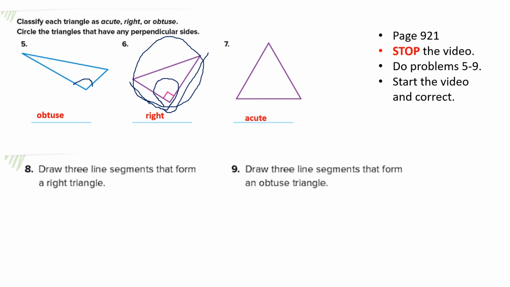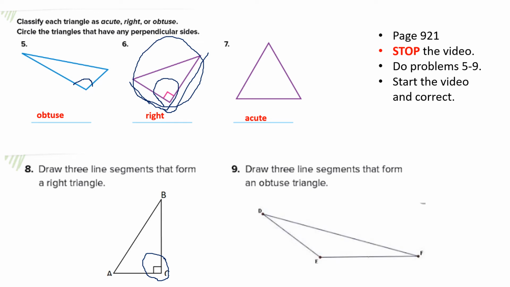For number 8, you're to draw 3 line segments that form a right triangle. So just make sure that it can be facing any way, but make sure it has this right angle in the corner of any of your angles of your triangle. Number 9, draw 3 line segments that form an obtuse. Here's an example of one. Just make sure you have at least 1 obtuse angle.